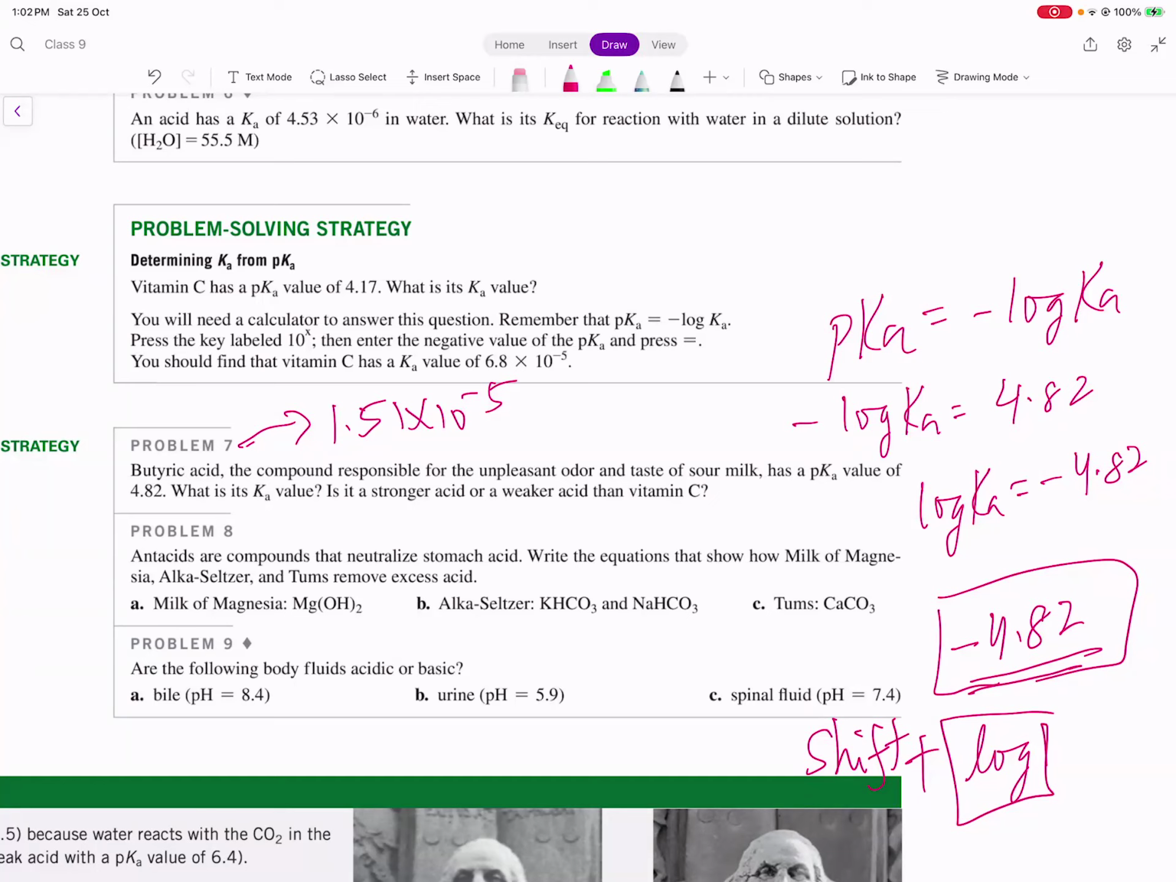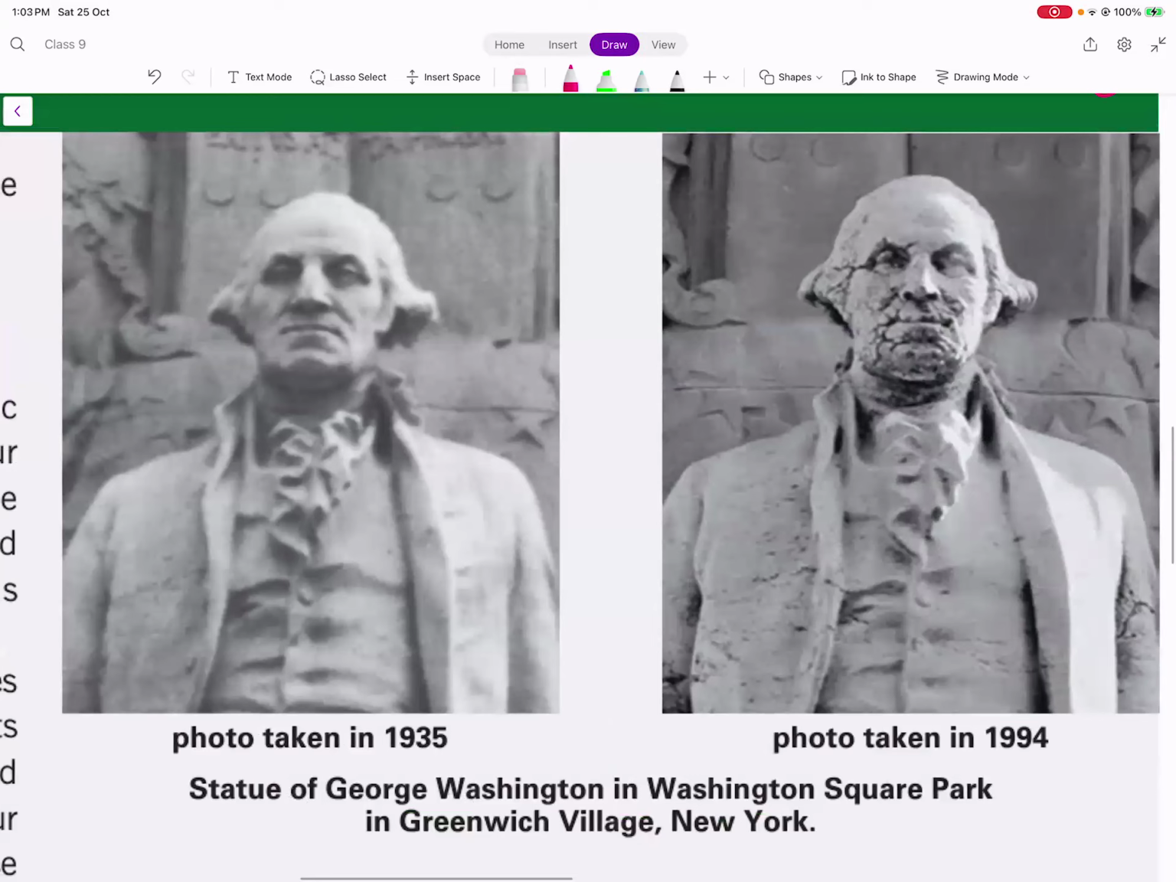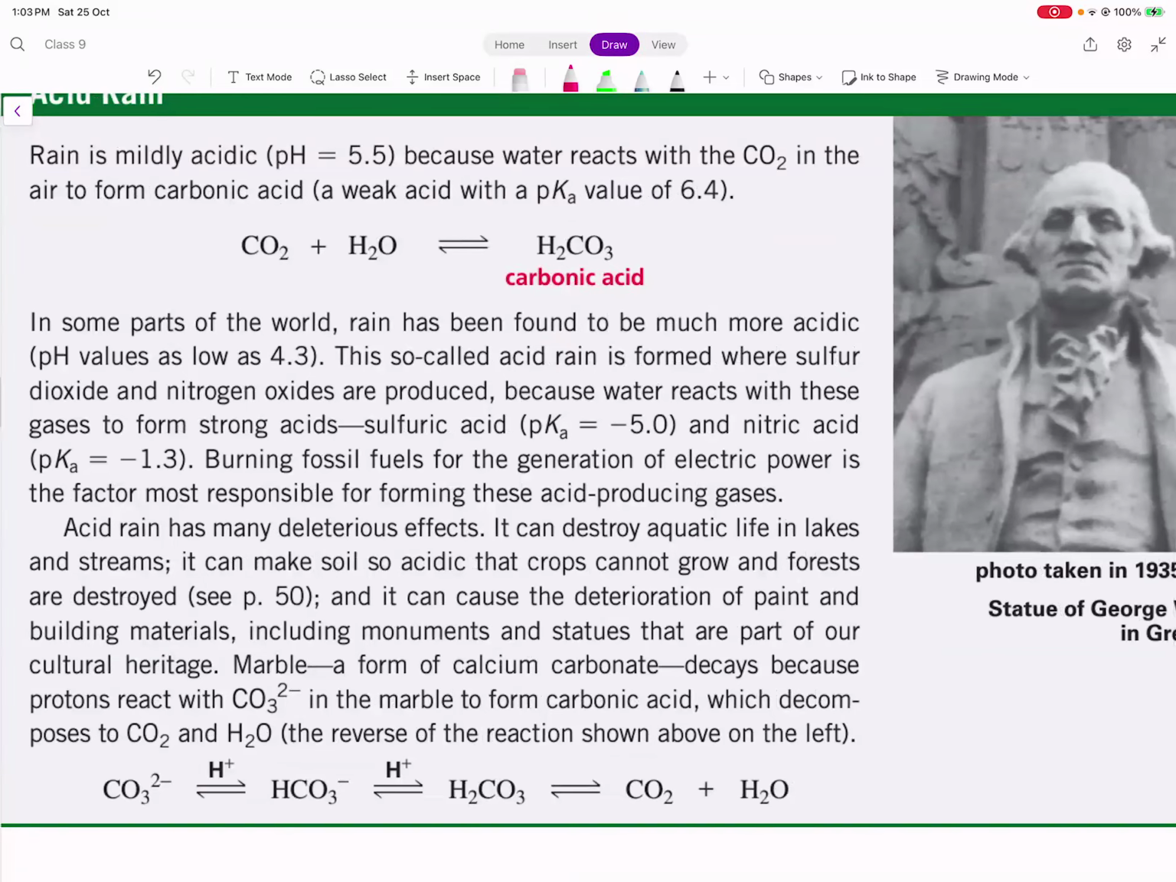Okay, so this is acid rain. See what acid rain is doing to this statue of George Washington? Very dangerous. See how dangerous acid rain is? So George Washington has become... this is what happens to calcium carbonate.